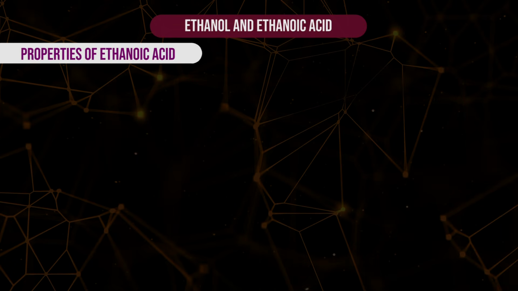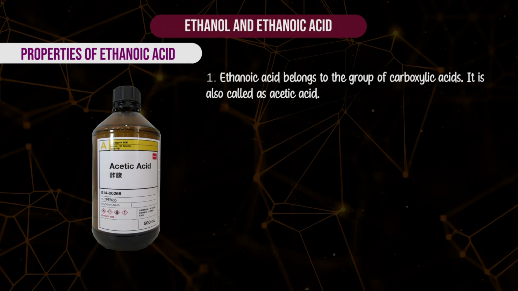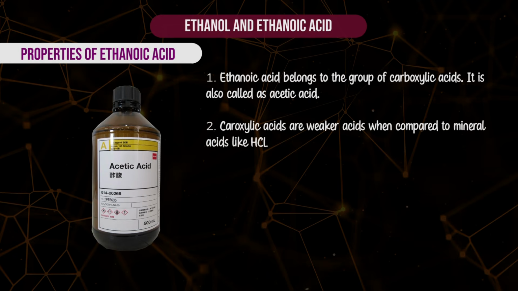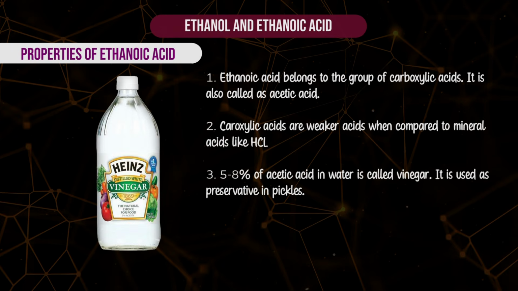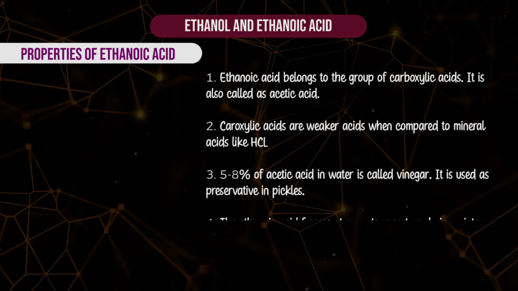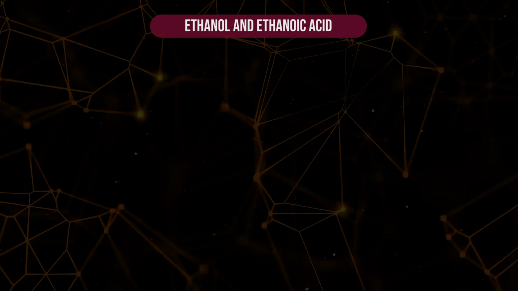Properties of ethanoic acid. Ethanoic acid belongs to the group of carboxylic acids. It is also called acetic acid. Carboxylic acids are weaker acids when compared to mineral acids like HCl. 5 to 8% of acetic acid in water is called vinegar. It is used as a preservative in pickles. Ethanoic acid freezes at room temperature during winter in cold climates. So, it is called glacial acetic acid.